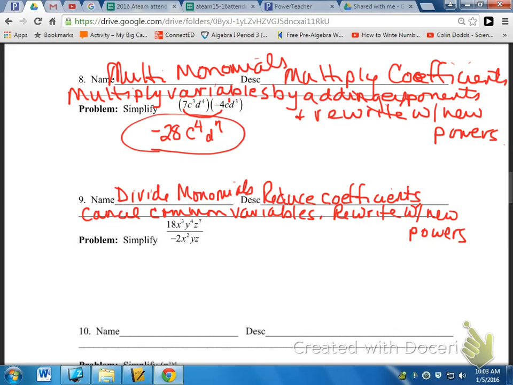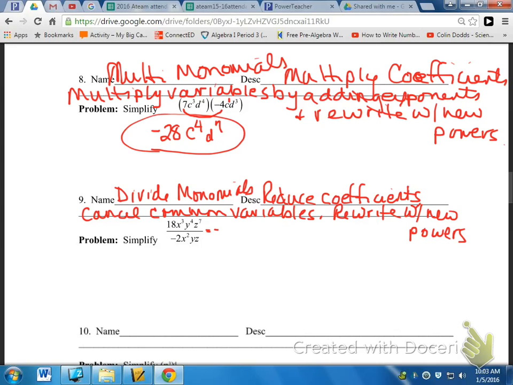So it says to simplify. I've got 18x to the third, y to the fourth, z to the seventh, over negative 2x squared y z. So there at the original problem is where I'm going to do a lot of the work right now. And I've got, first of all, a positive over a negative. So one of each, a positive divided by a negative. So the final answer is going to be what? Negative. If the signs are the same, it's positive. If the signs are different, it's negative.